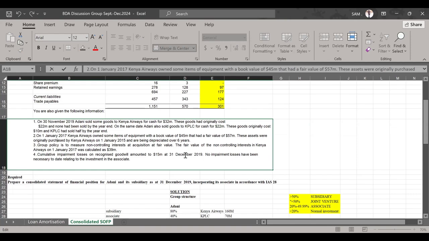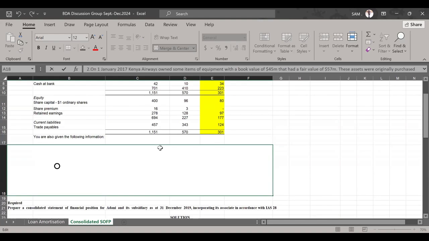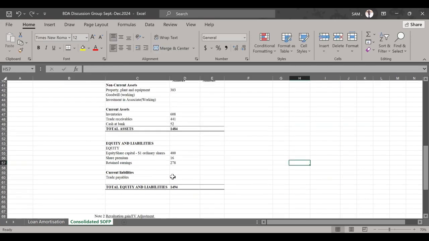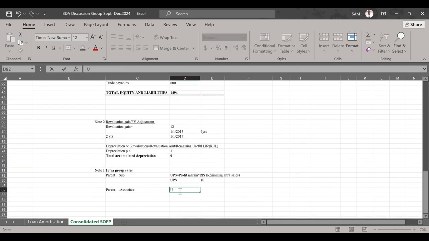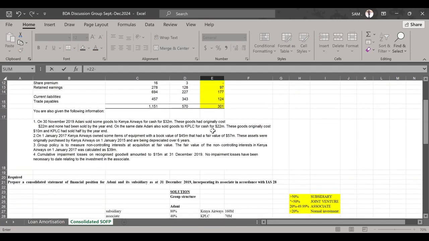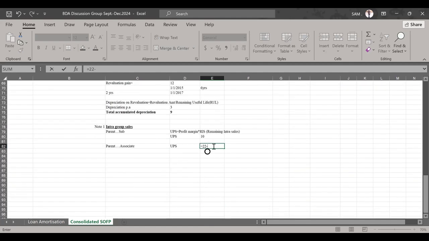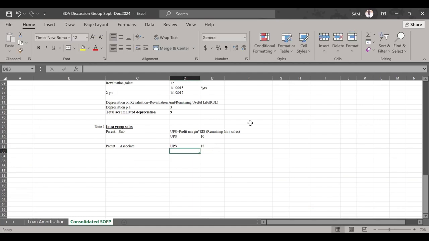Now, someone was asking, what is RIS? What is remaining intra-sales? If the total value of goods that were sold to this associate was 10 million, and they realized 22 million, what is the profit there? What is the UPS? The parent sold the goods to the associate at 22 million. This was the cash that they realized, but the goods that were sold were worth only 10 million. So what is now the UPS? Unrealized profit is 12 million.